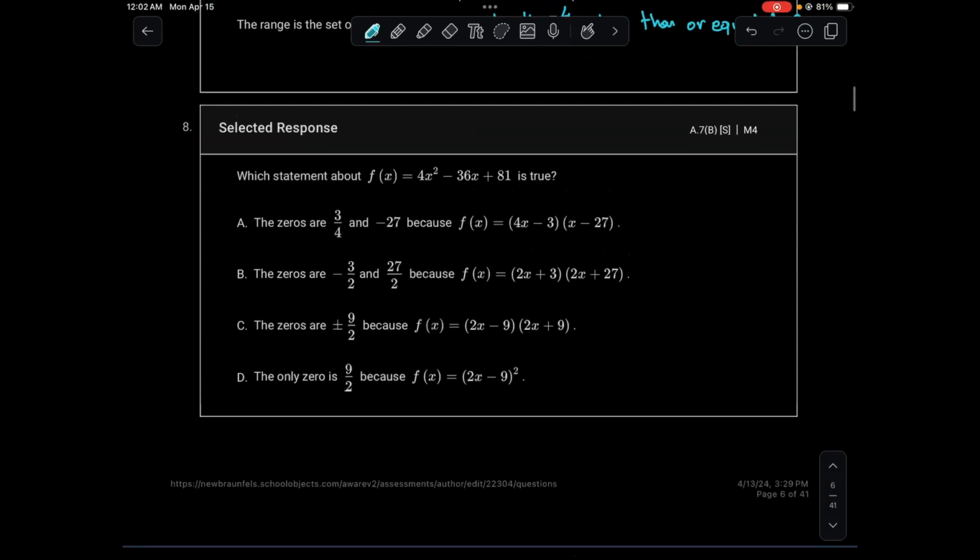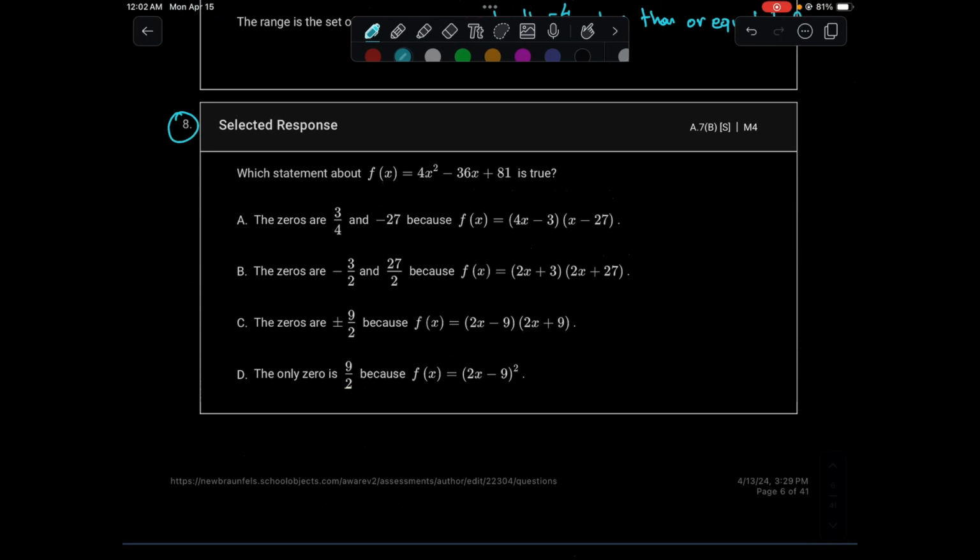Alright, let's go to the next question now. We are at number 8. Which statement about this is true? That's a quadratic, and we need a true statement. Sometimes they could ask you for which statement is false.